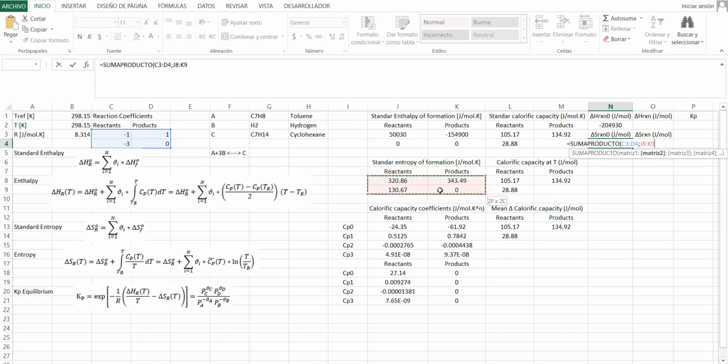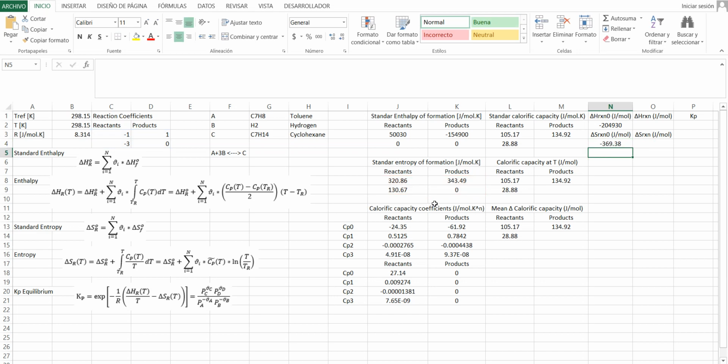Once again, these values were taken from the guide, from the problem of the exam, but you can find them in any book of thermodynamics. A good one, I mean. And that would be the standard entropy of reaction. Okay, so we are close. We are almost halfway there. So now we are ready to calculate the change of enthalpy in the reaction and the change of entropy.